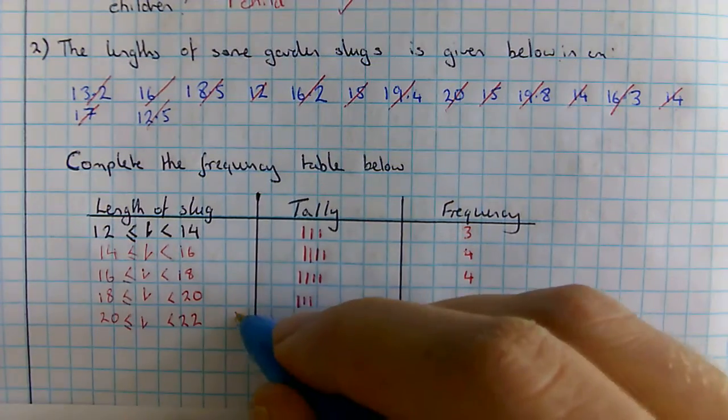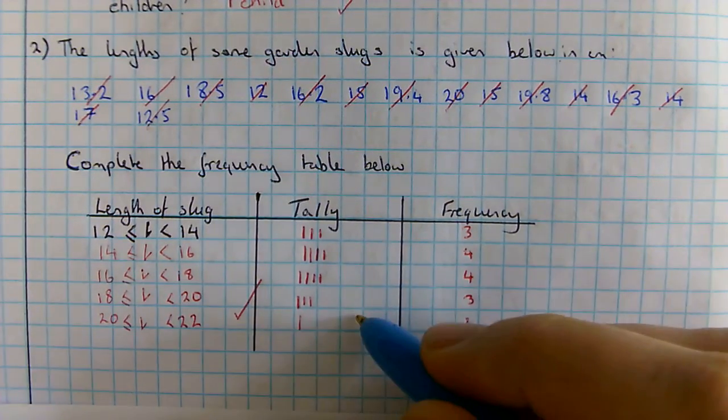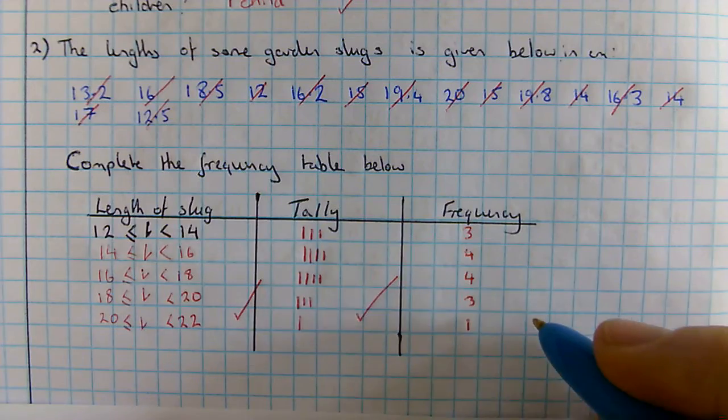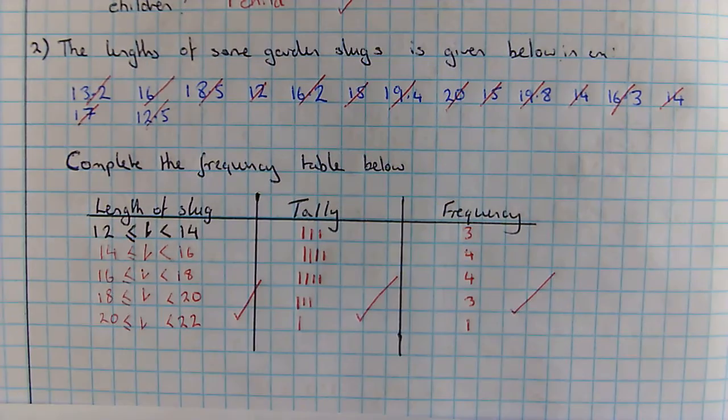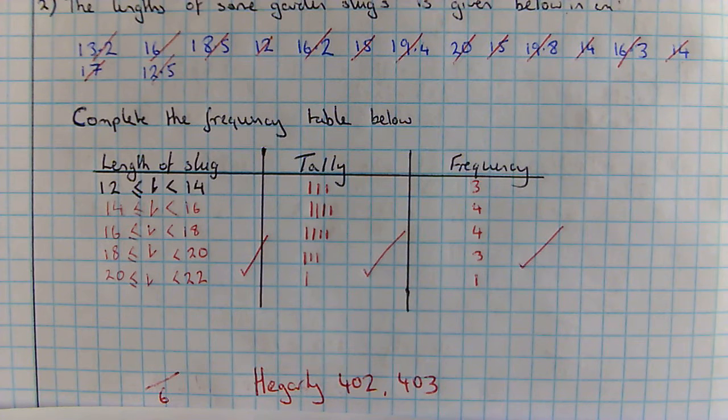Give yourself 1 tick if you've got the class intervals correct, another tick for the tally, and a final tick for the frequency. Please make sure you correct your work now. Give yourself a mark out of 6, and if you need any further assistance on this topic, please look at Hegarty clips number 402 and 403.